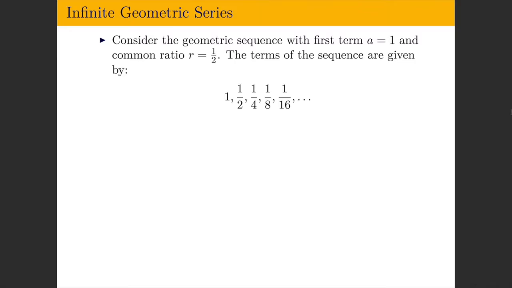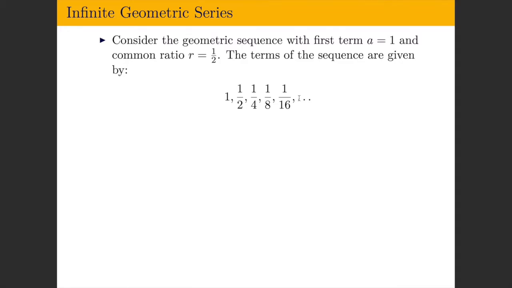So to do this, what we're going to do at the beginning is consider an example of a geometric sequence where we begin with a equals 1, and we're going to have a common ratio of a half. In other words, we go from 1 to a half, to a quarter, to an eighth, to a 16th, and so on and so forth. Each successive term we divide by 2.